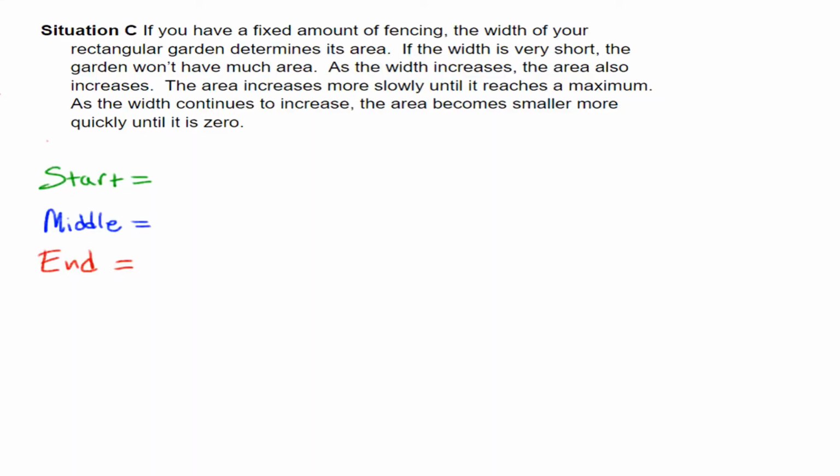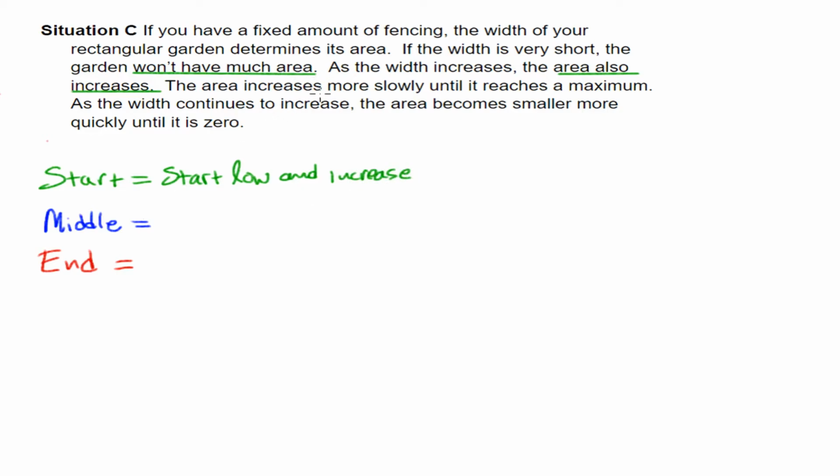All right, again, we're looking for a start, middle, and end to a story here. If you have a fixed amount of fencing, the width of your rectangular garden determines its area. So if the width is very short, so this is going to be the beginning here, the garden will not have much area. So we're going to start with low area. As the width increases, the area also increases. So I'm going to start with low and increase.